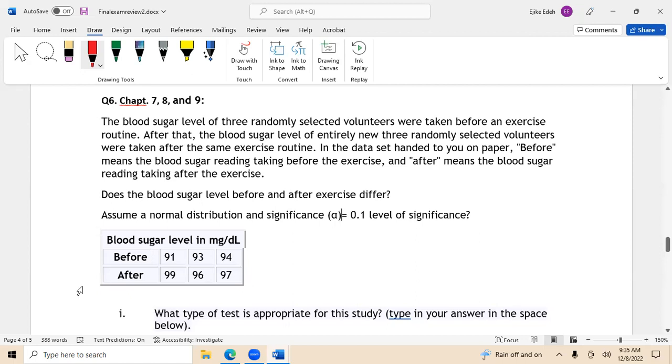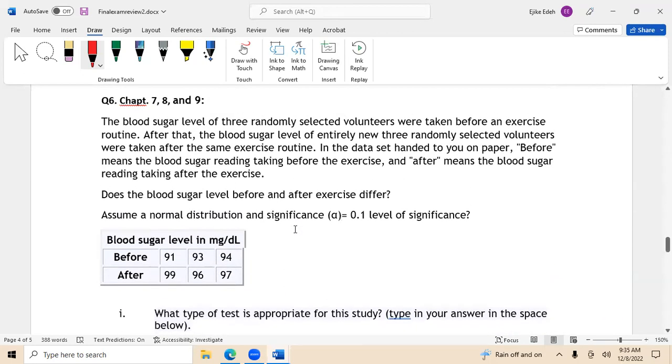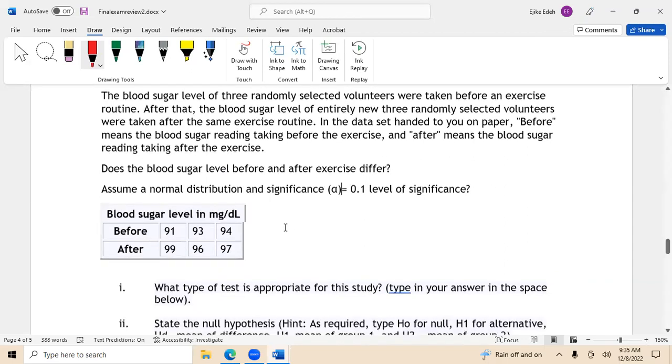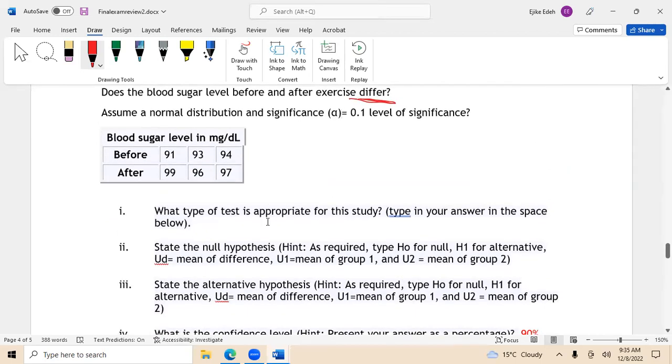Okay, I actually have that statement there. Okay, no problem. So the first question is, what type of test is appropriate for this study? So we've noted that there are two groups of people, and we've noted that we are supposed to be asking the question, does it differ? Right, so that would be an independent sample t-test, right? So let's fill up these spaces. What type of test is appropriate? We'll say independent sample t-test.